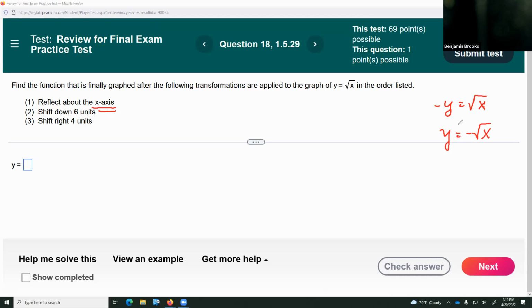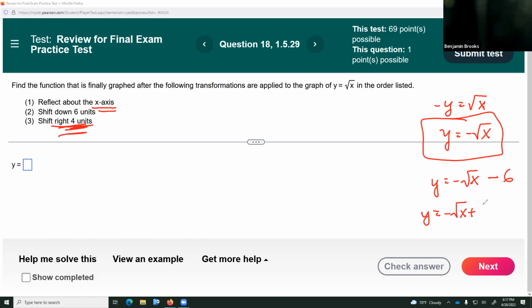So we did the first thing. The second thing we need to do is shift down 6 units. That means we subtract on the outside of the function, because we're shifting down. So minus 6 on the outside. Then we shift right 4 units, so we end up with y equals negative square root of x plus 4 on the inside.